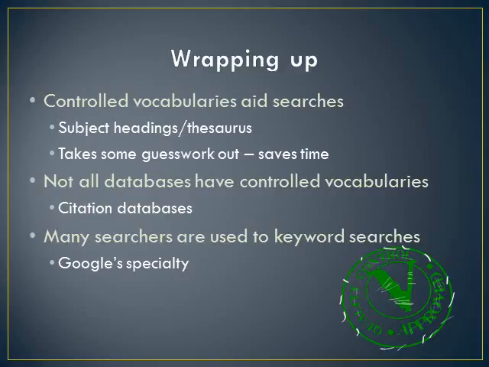Not all databases have controlled vocabularies. For example, citation databases have different means for indexing its content, mainly the information found within the citation itself. In the age of Google, keyword searches are the norm for online searching. Using databases with controlled vocabularies will lead these types of searchers to the most relevant information they can find with only a little effort. Controlled vocabularies are not perfect, but what is?